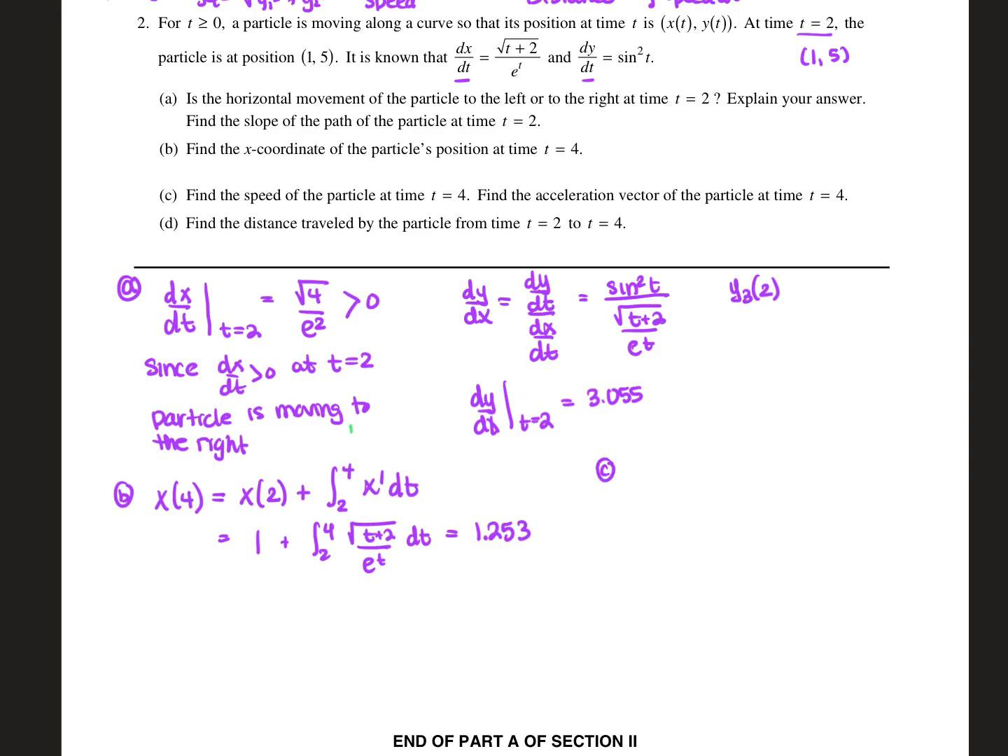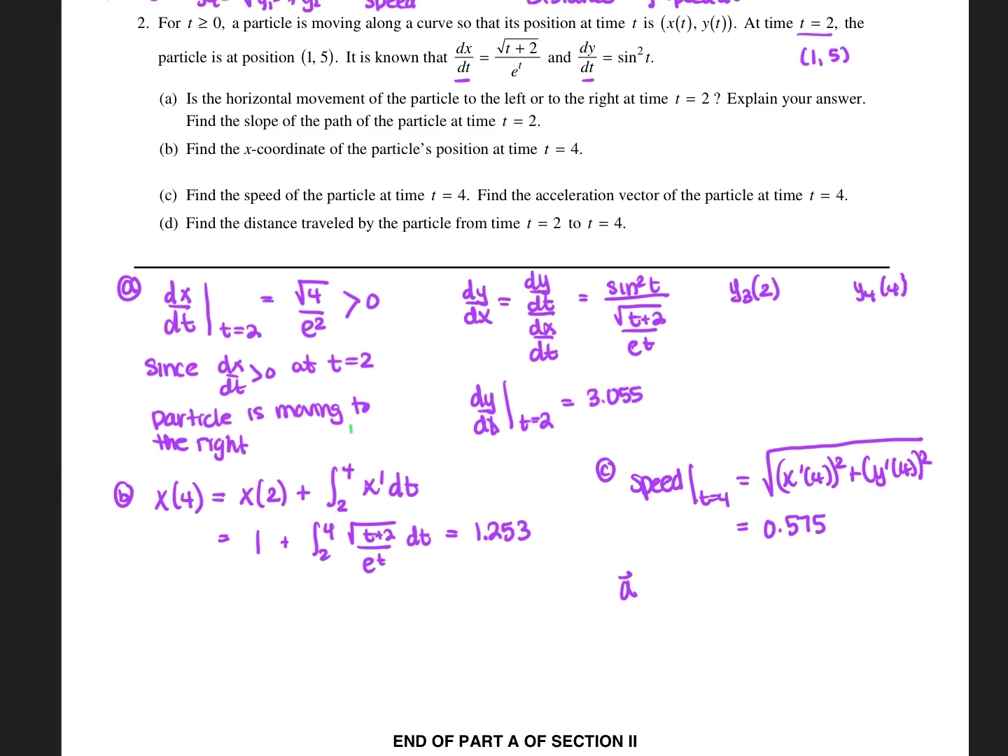Part C, find the speed of the particle at time equals 4. So the speed at time equals 4 is the square root of x prime at 4 squared plus y prime at 4 squared. And putting that in our calculator, again on my home screen, I would go to y4 and plug in 4. And our speed is 0.575.